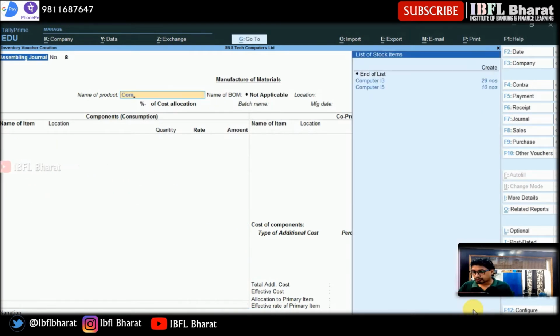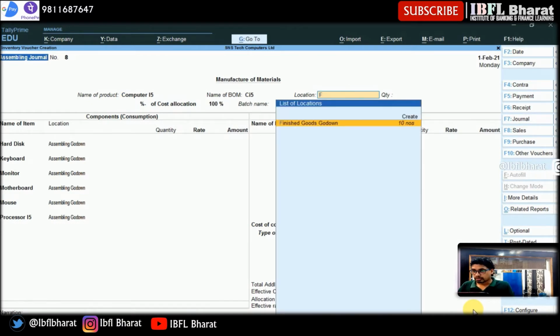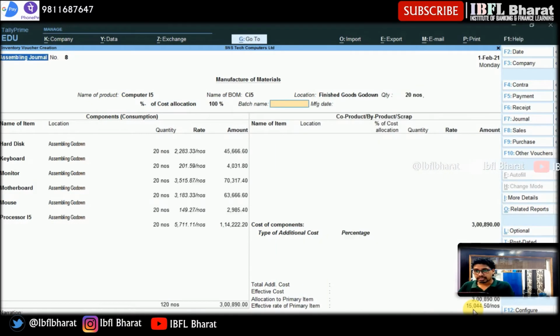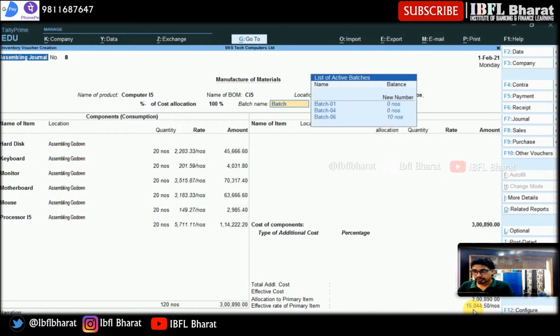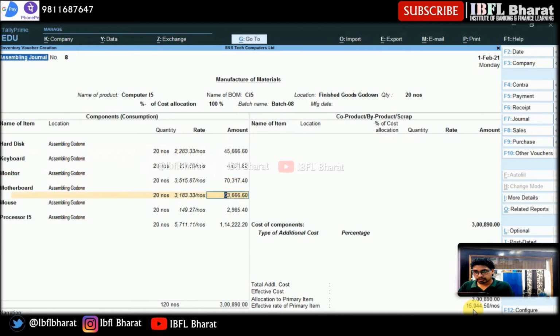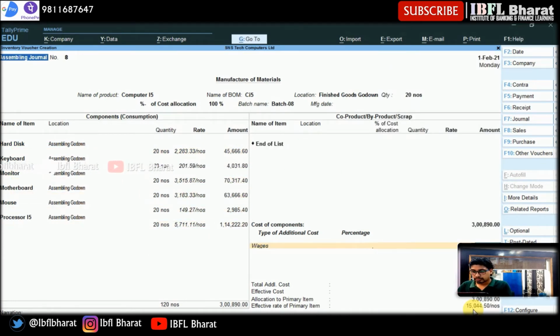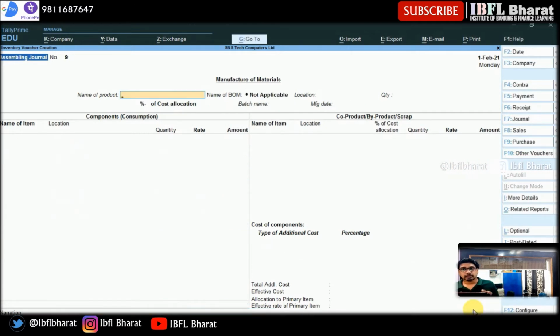And another one is computer i5, and location is finished goods godown, quantity we are assembling is 20, and batch code will be 08. Okay, this will be another voucher, and it is also having some additional cost like wages. Same amount 30,000 rupees here, and overheads is 2,000 rupees total. So this is our assembling journals.